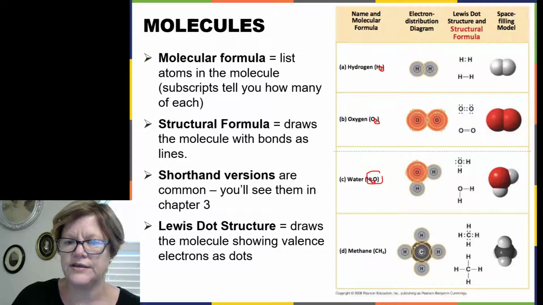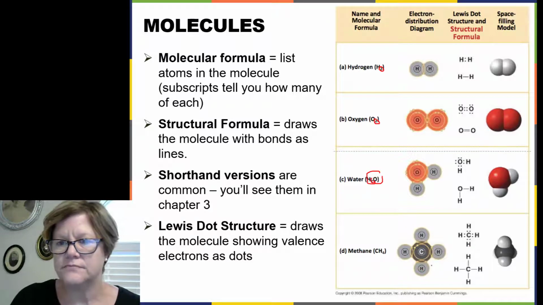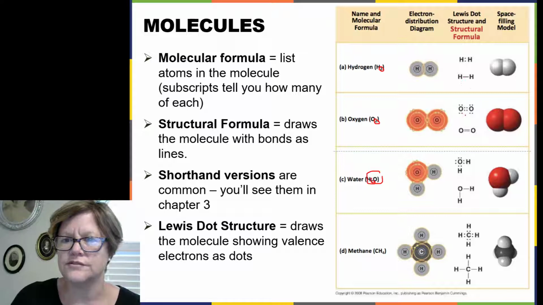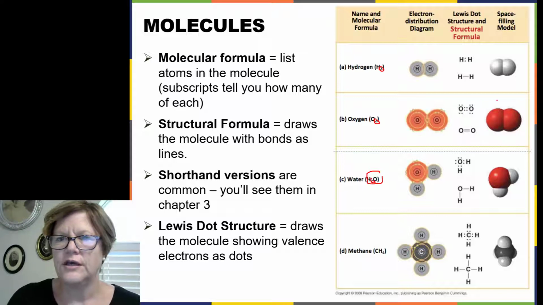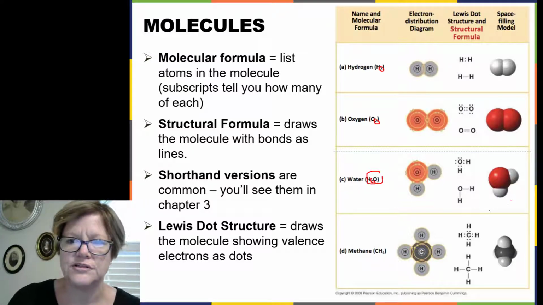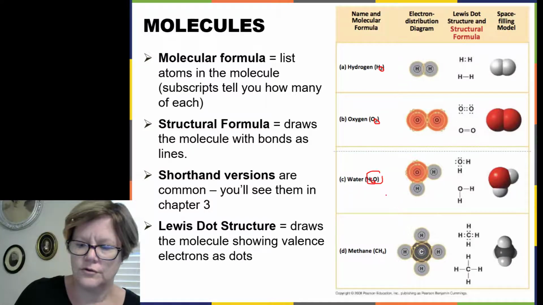And here's methane. Methane is 4 bonds with 4 hydrogens. This is called the Lewis dot structure. It just focuses on the shared electrons. And this is called the space filling model. It's trying to give you a 3D image of what the molecule might actually look like. But you're not going to have to draw those. All right.